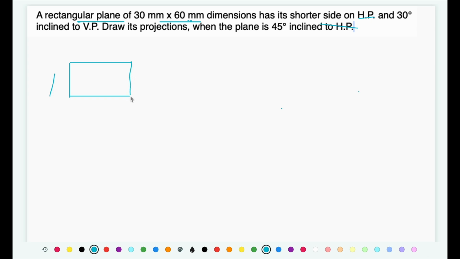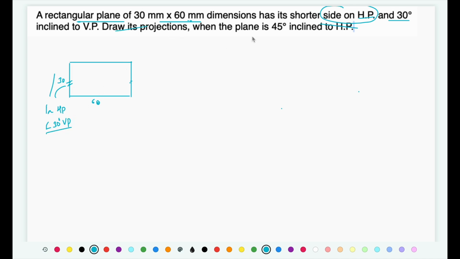a rectangular plane of 30 by 60 mm dimension, it is going to have two shorter sides and two longer sides. Out of those two shorter sides, one of the sides is located in HP, and the same side, the side which is in HP, is inclined at 30 degree to VP.